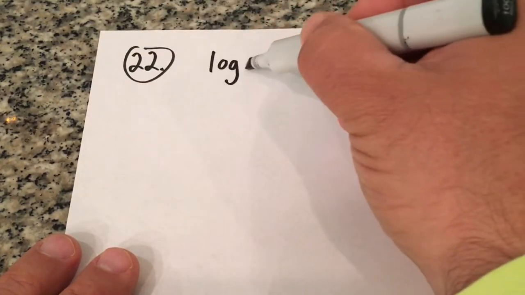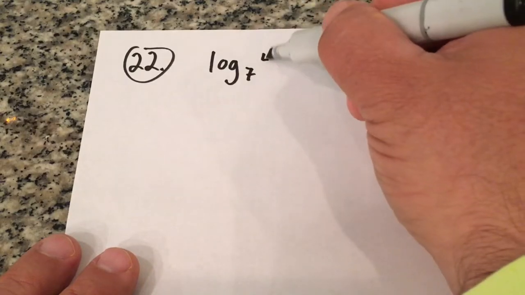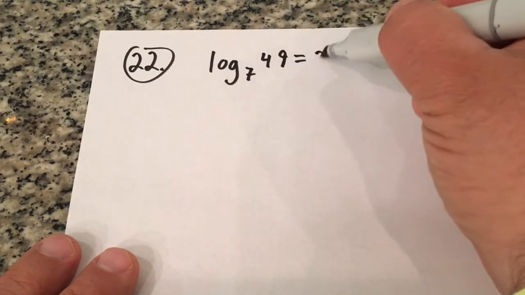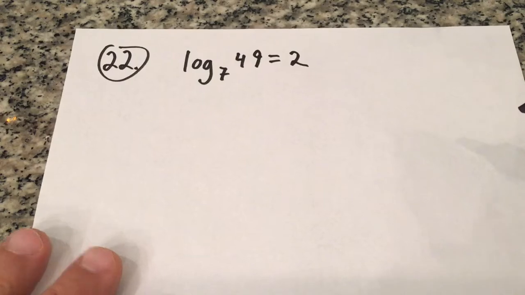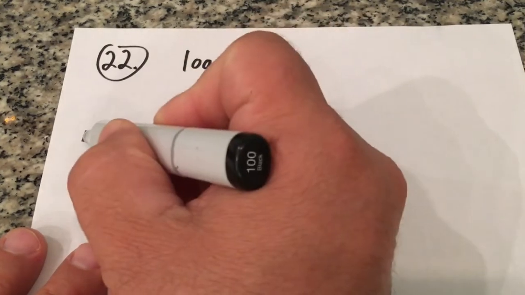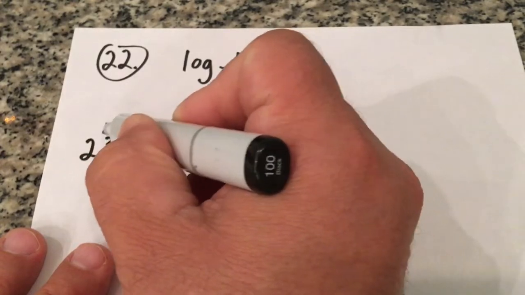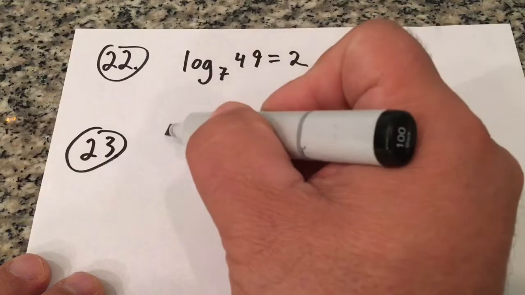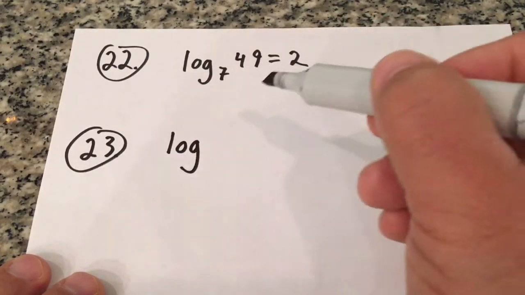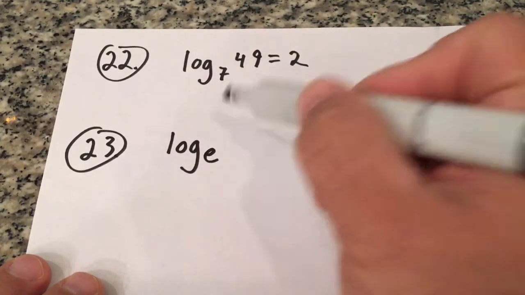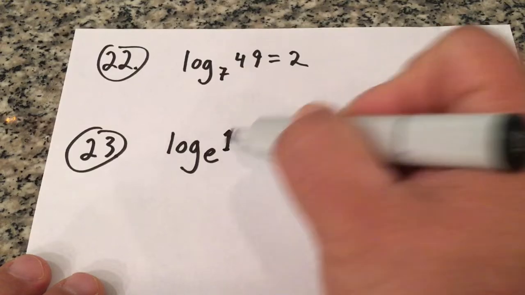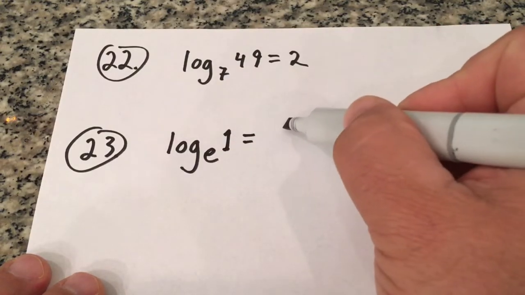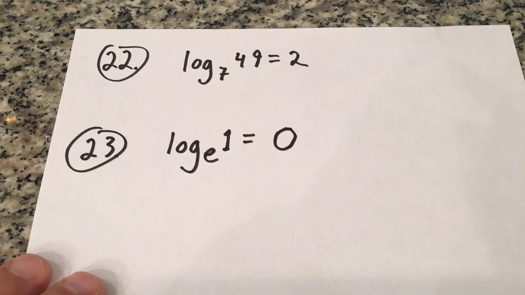Log base 7 of 49 equals 2. And how would I rewrite that in logarithmic form, in exponential form? And the last one, 23, is kind of an abstract one. Log base e of 1 is equal to 0. So if you want to try these and rewrite them, see how you do.